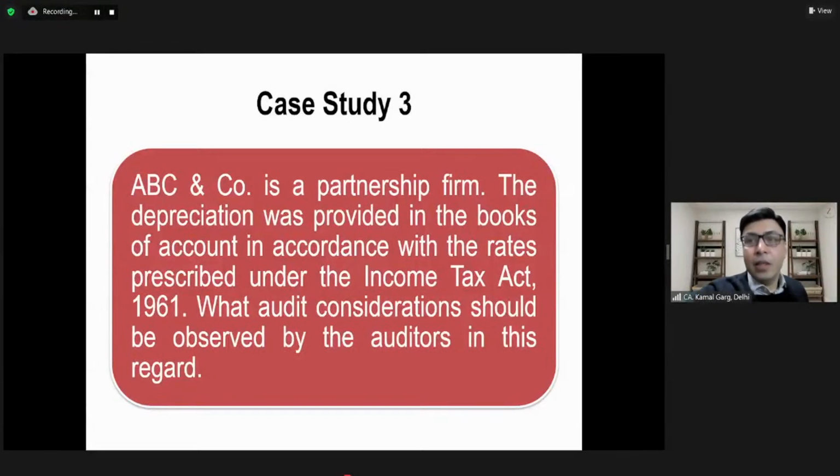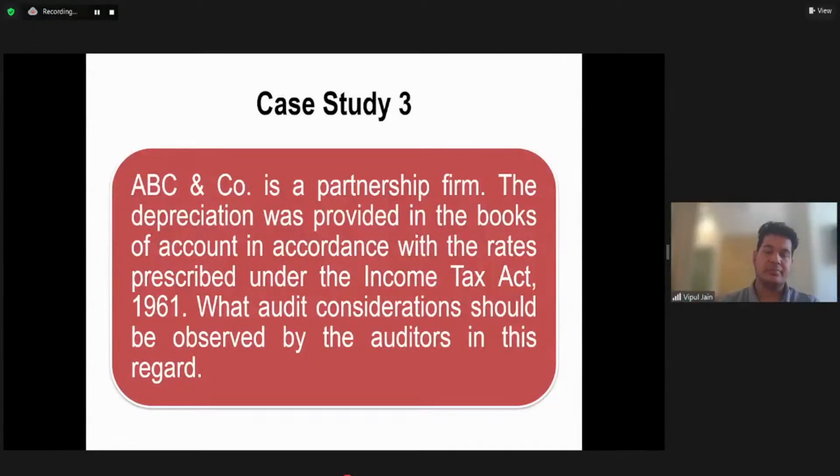So what is the point? If I repeat, the point is depreciation rates under the Income Tax Act are meant for computation of taxable income. But in the books of accounts, you have to provide depreciation not as per the Income Tax Act, but as per Accounting Standard number 10, on the basis of the useful life of the assets.